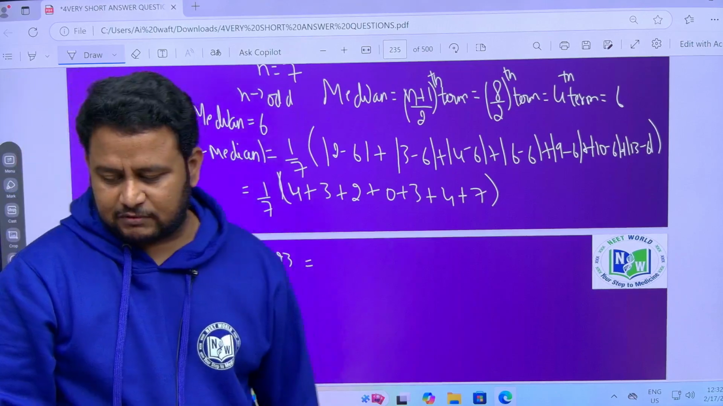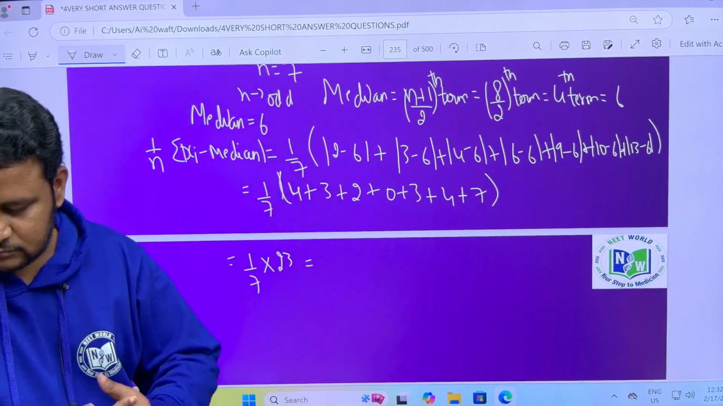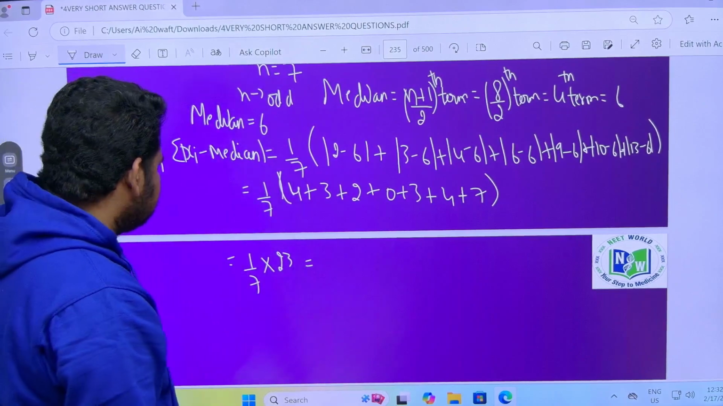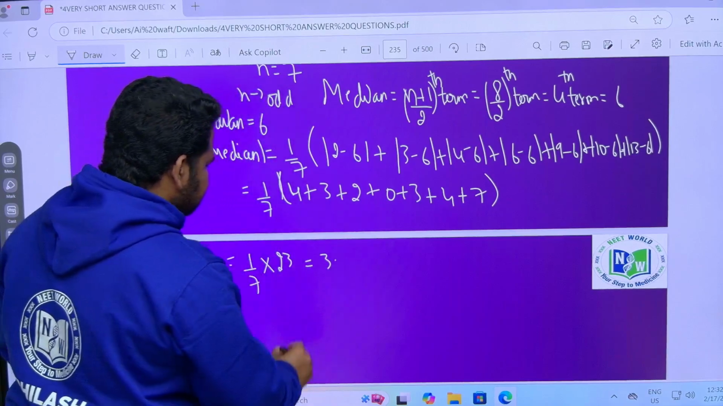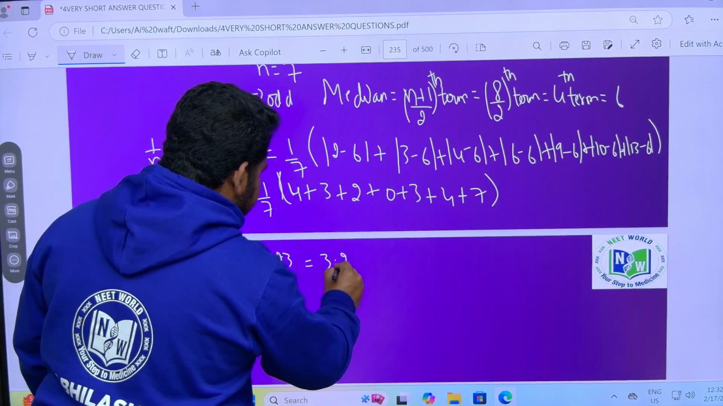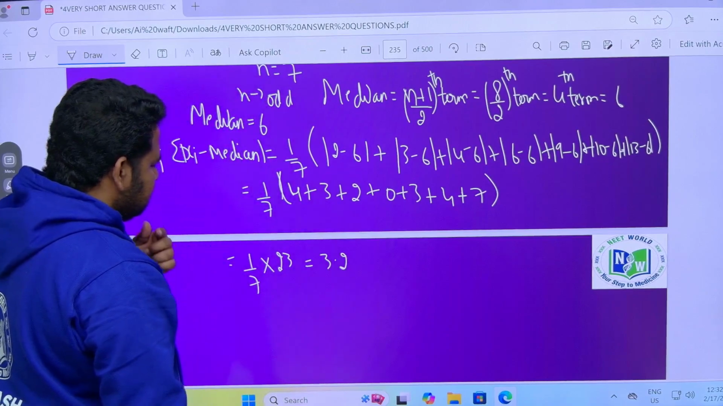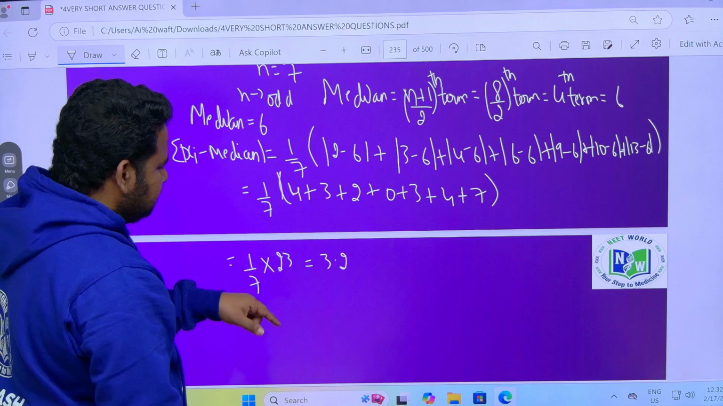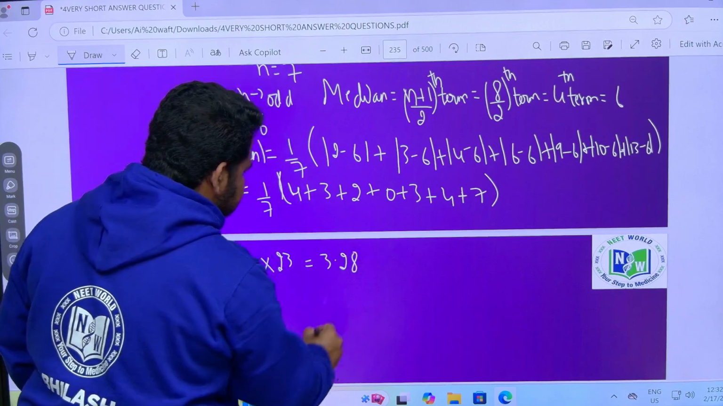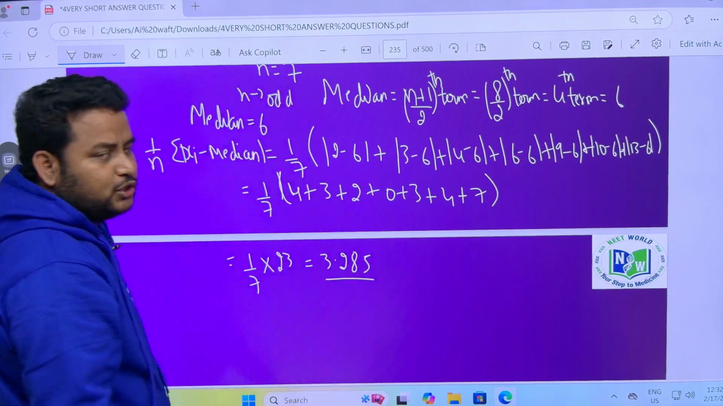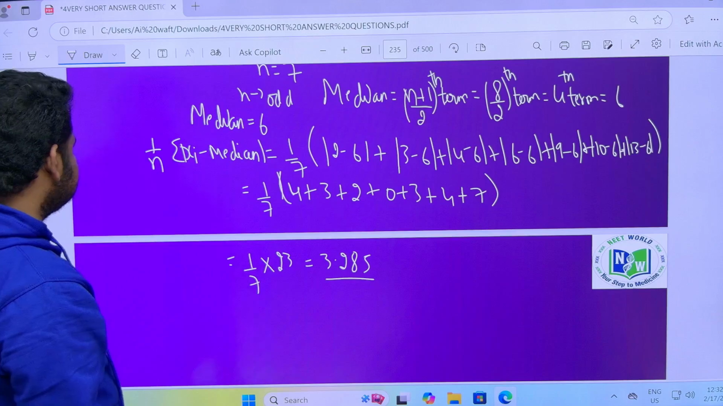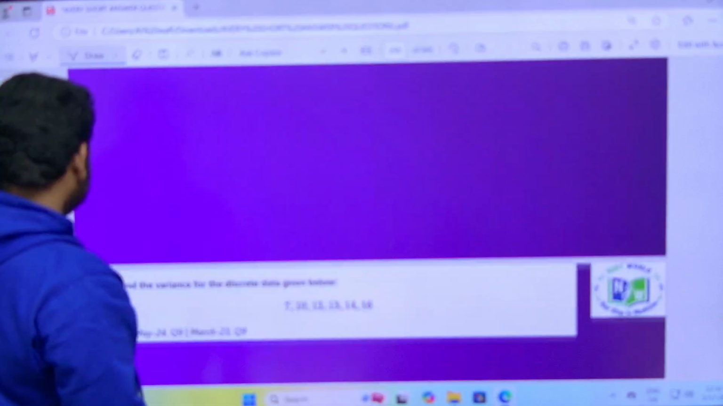What will 23 by 7 be equal to? 7 3s are 21, 2 will be left; 7 2s are 14, 6 will be left; 7 8s are 56, 4 will be left; 7 5s are 35. So the answer is 3.285. Is it clear, friends? This is how you solve this question. Let us move to the next question.